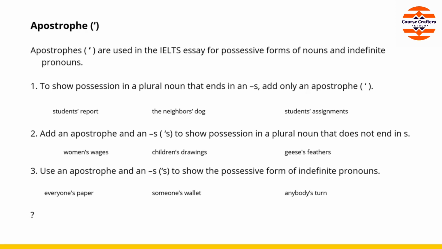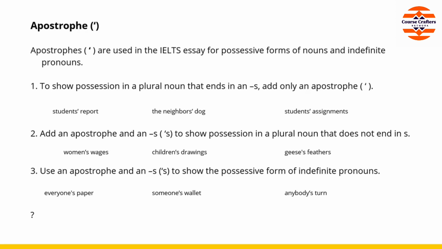So here we have examples. Students' report, you say students in the plural form, and we only add the apostrophe after the S ending. So that means the students have a report, or we can say students' report. The next ones, the neighbors' dog and students' assignments. As you see, neighbors, students, all of them are in the plural form. That's why we only add the apostrophe.